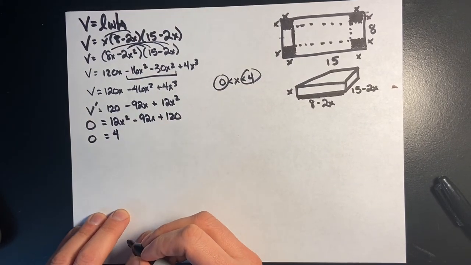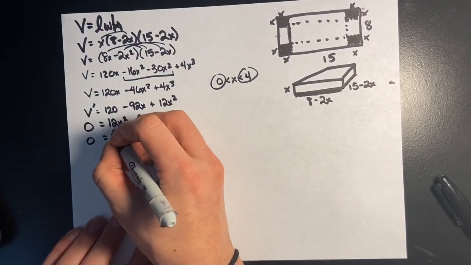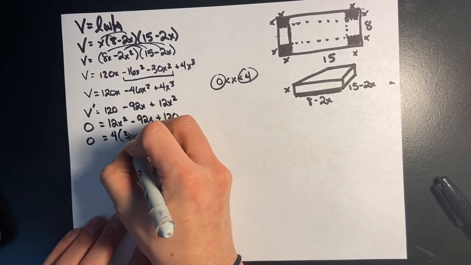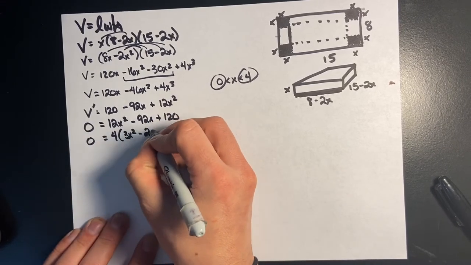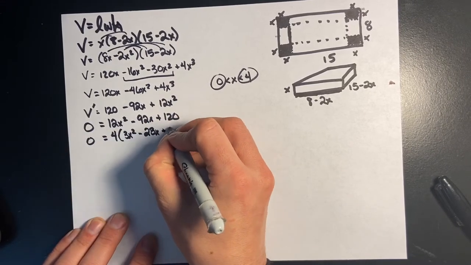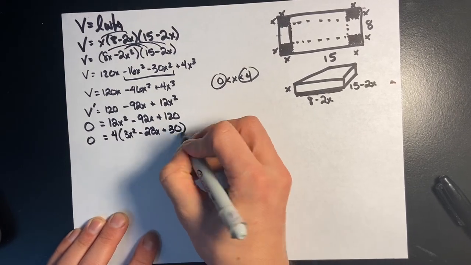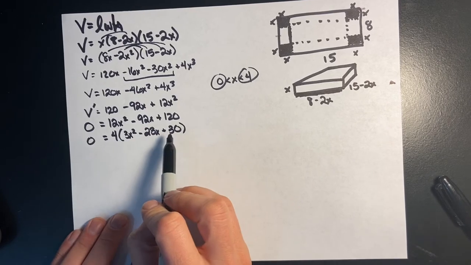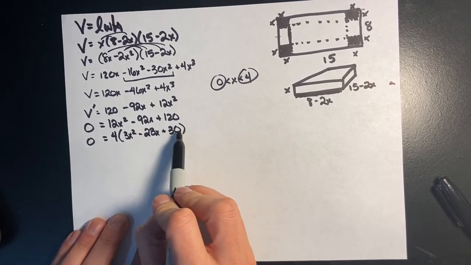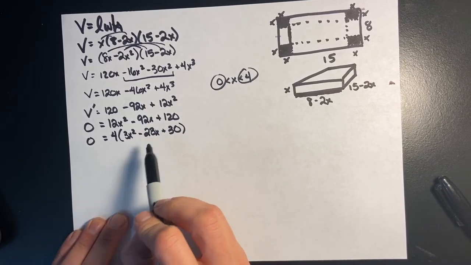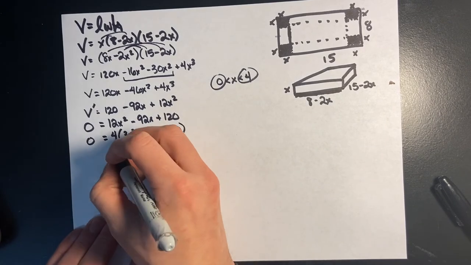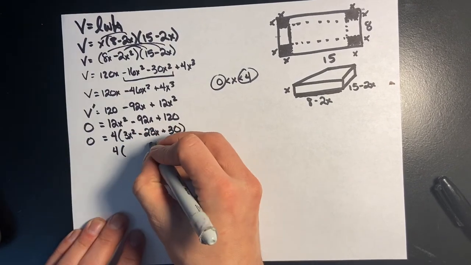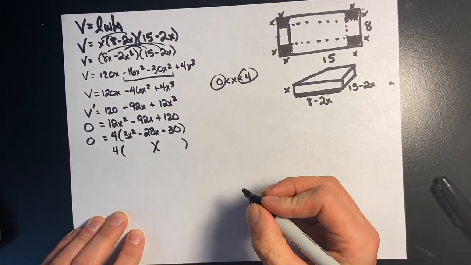By doing that, that leaves me with 3x squared minus 23x plus 30. It doesn't look like it, but I can factor this chunk out further. I have one of two options. I can come up with ways to factor this, and it is factorable. It's not pretty, but you can factor it.